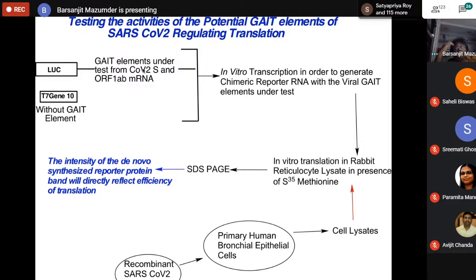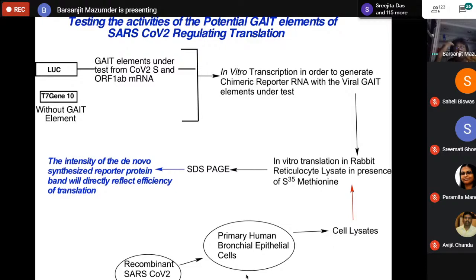Then we in vitro translated this chimeric construct in rabbit reticulocyte lysate in the presence of S35 methionine to see the de novo translation, meaning new translation from this exogenously added mRNA harboring the GAIT element from SARS-CoV-2. And in this system, we can add an external influencer to see what can inhibit this GAIT element mediated translation.